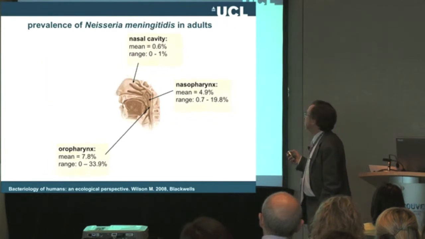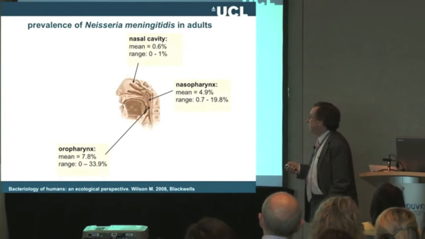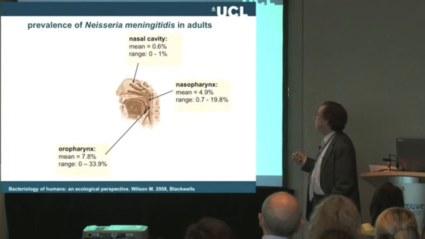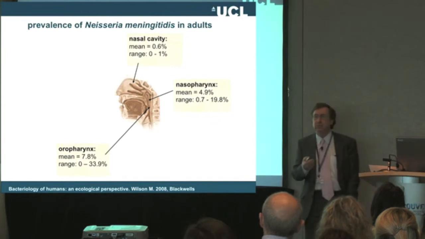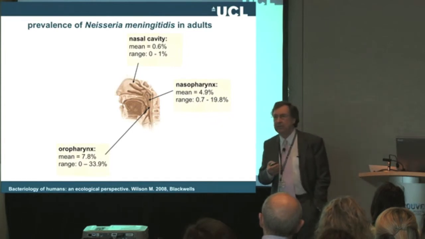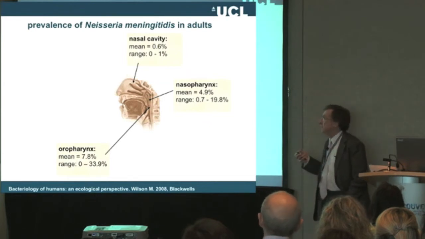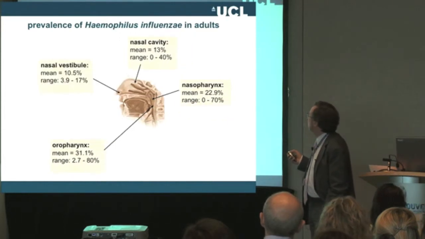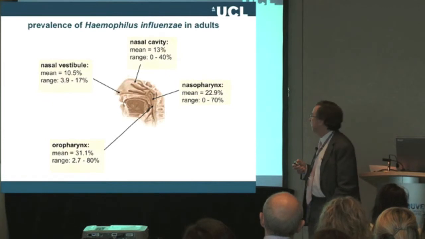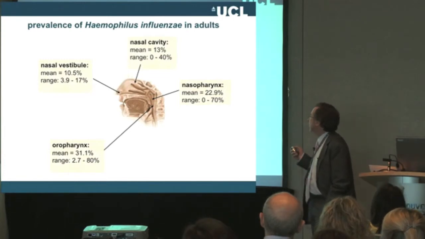What about Neisseria meningitidis, the deadly killer organism causing meningitis? 7.8% of healthy adults carry this organism in the oropharynx, 4.9% in the nasopharynx. These organisms are quite widespread, and if you have antibiotic-resistant bacteria in the oral cavity, these resistance genes can be transferred to these deadly pathogens. Interestingly, Haemophilus influenzae, which is an important causative agent of a lot of upper respiratory tract infections, 31% of individuals harbour it in the oropharynx, 23% in the nasopharynx.